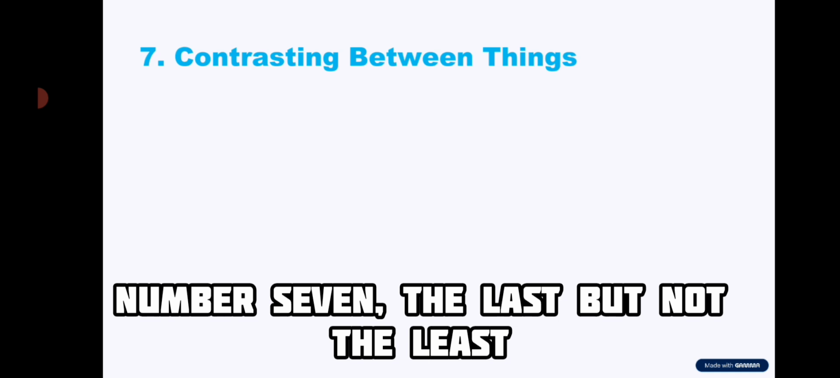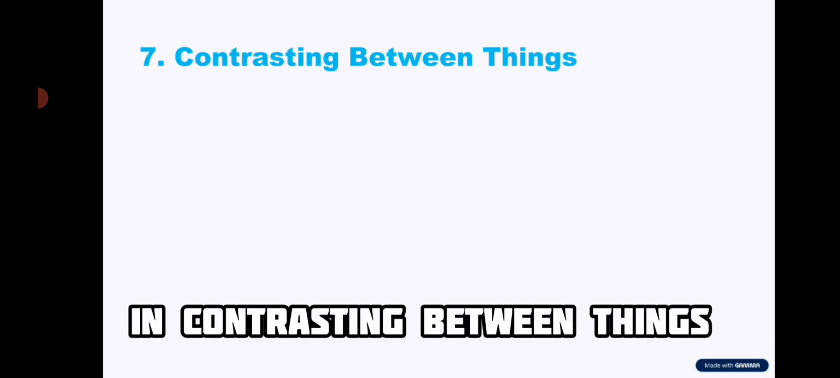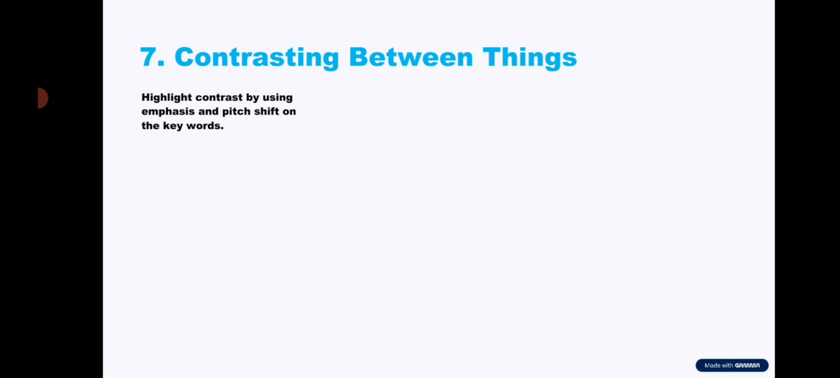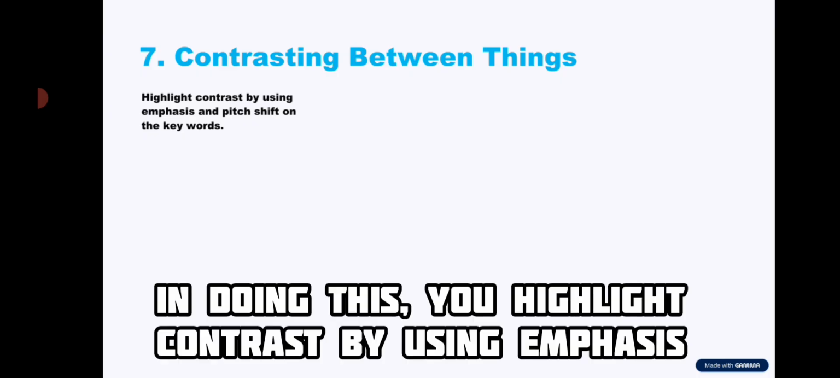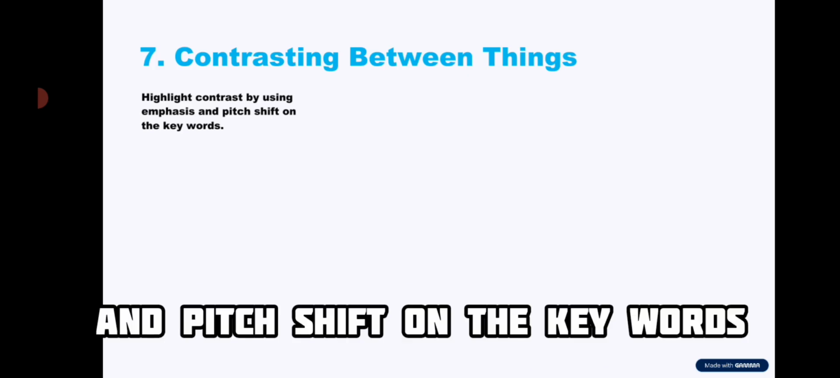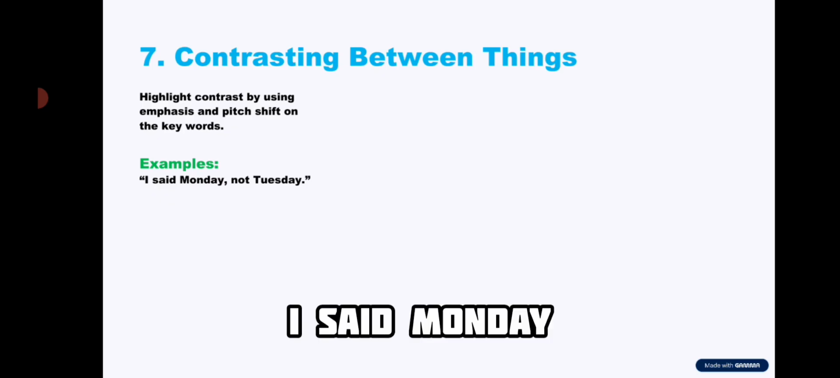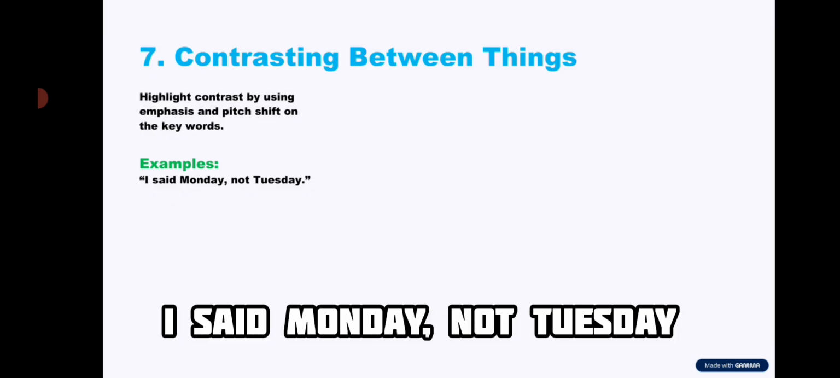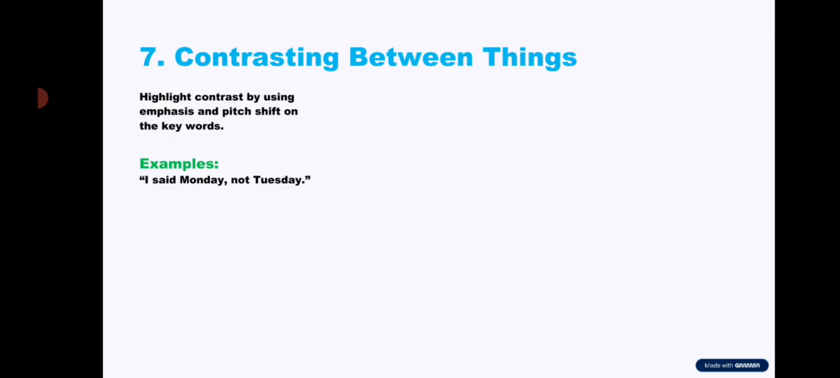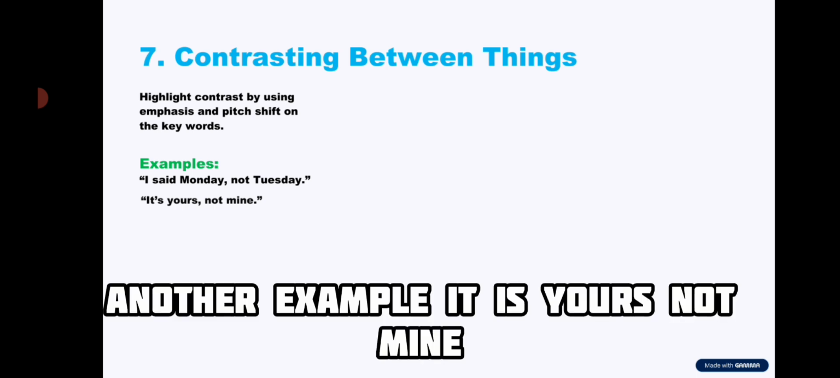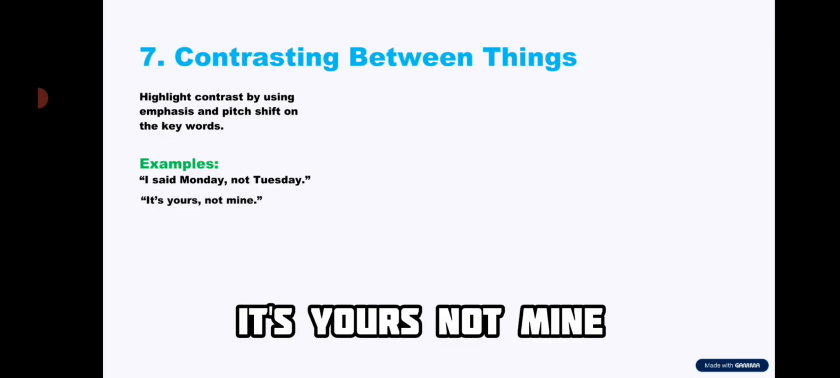Number 7, the last but not the least, in contrasting between things. In doing this, you highlight contrast by using emphasis and pitch shift on the key word. For example, I said Monday, not Tuesday. I said Monday, not Tuesday. Another example, it is yours, not mine. It's yours, not mine.